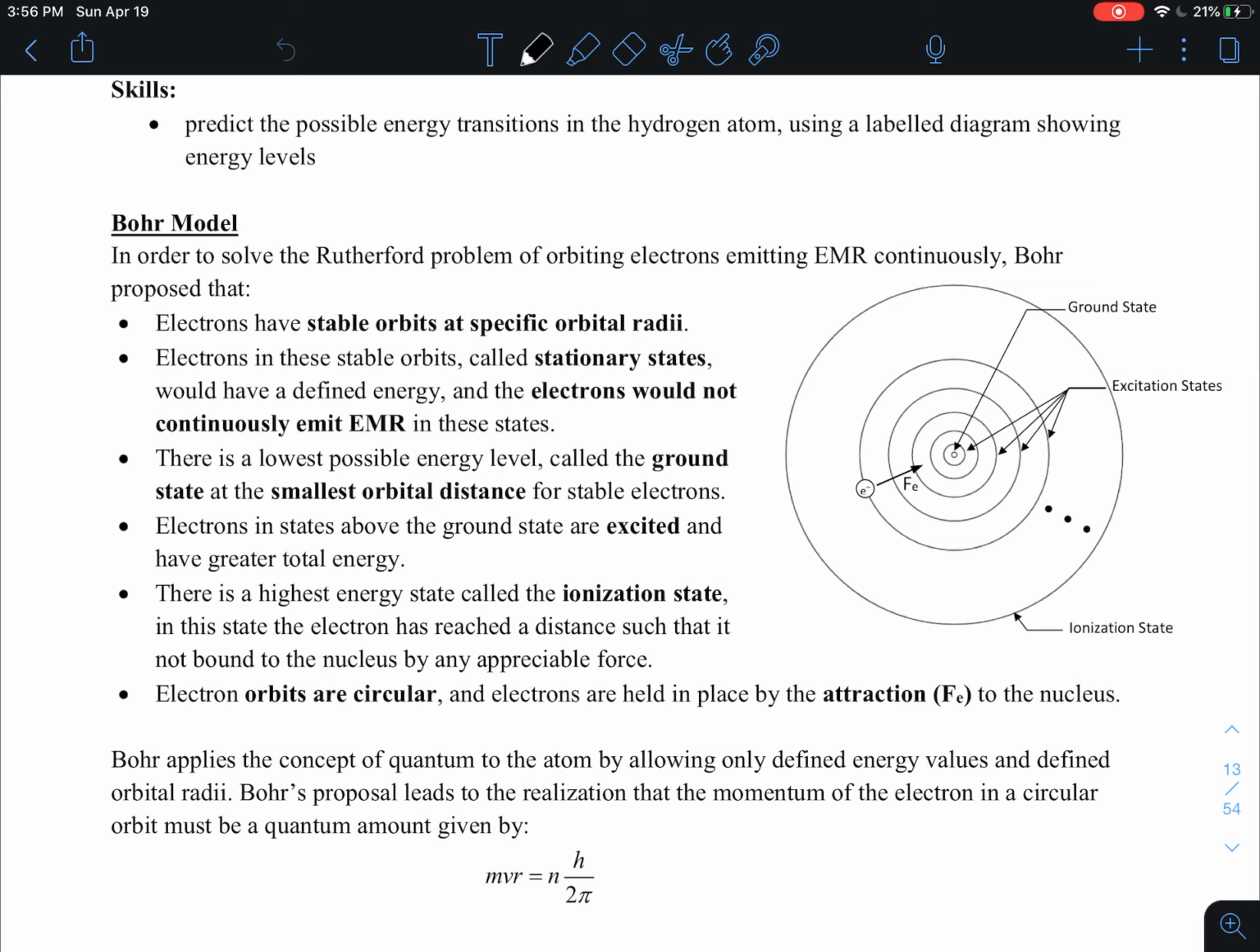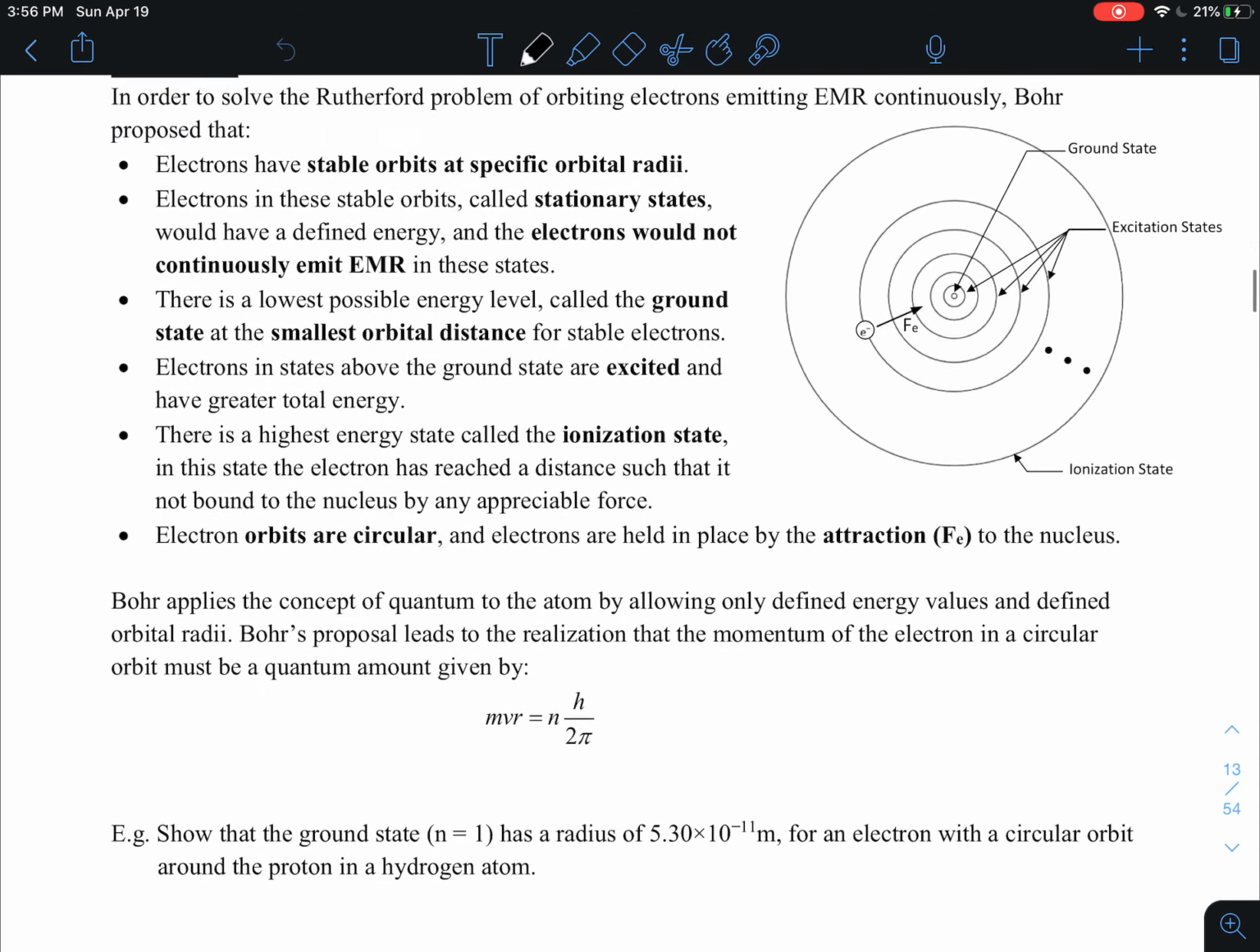There's the lowest possible, which we call the ground state, and this has the smallest orbital distance. Anything above that, we call excited states, and they have greater energy. The highest energy is called the ionization state, and if an electron reaches this, it's no longer bound to the nucleus. In other words, it becomes an ion, which makes sense for ionization state. All of these are circular in nature, and they're attracted because of the electrostatic attraction, Fe.